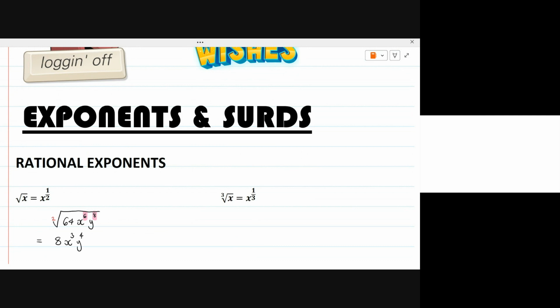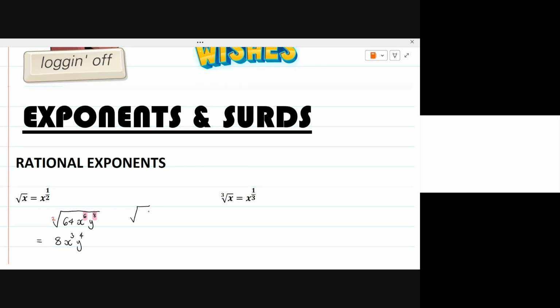Are we aware of this? Yes. Anything divided by 2 is the same as multiplying by a half. Yes, thumbs up. Are we aware? Everyone okay with that idea? Yes, great.